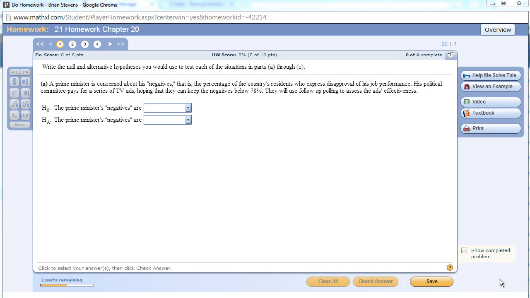In this chapter, we will talk about nulls and alternatives, and it's very important to understand exactly what we mean by a null and an alternative. The null is the value that we are testing. We will talk about the center of the distribution being the value we believe to be true, and that's the null, what we start out believing.